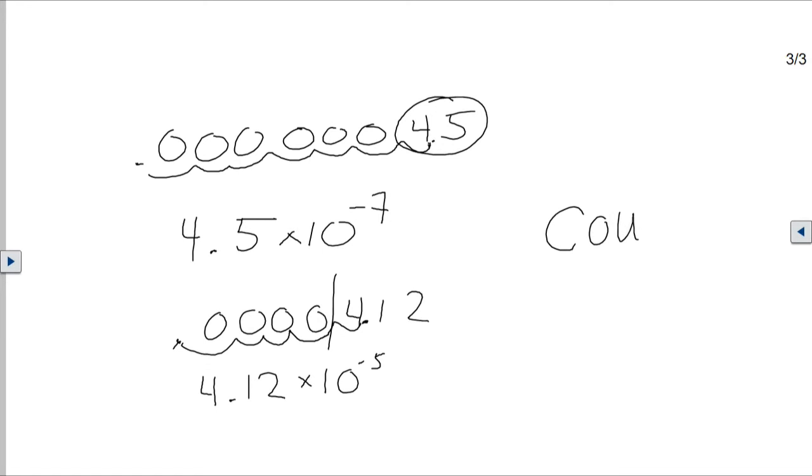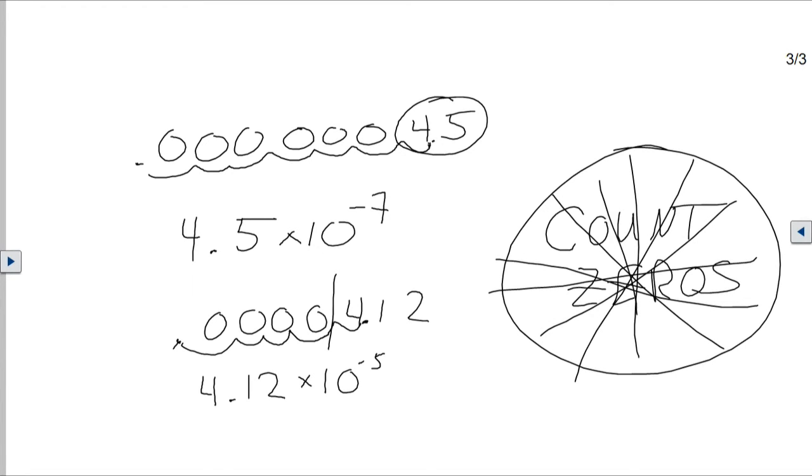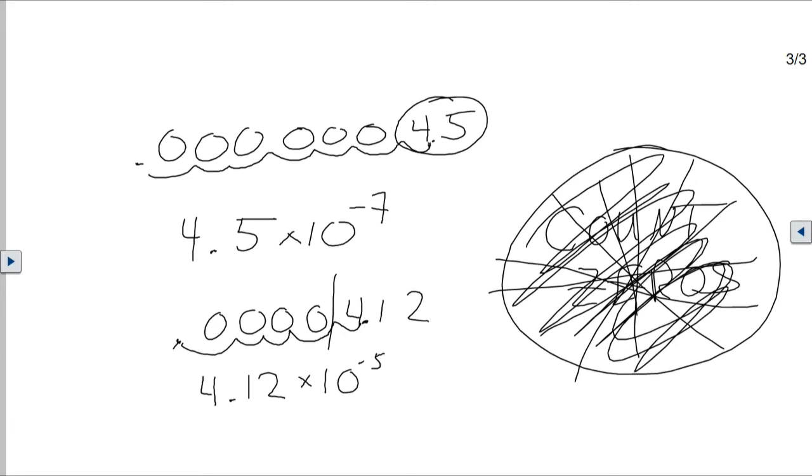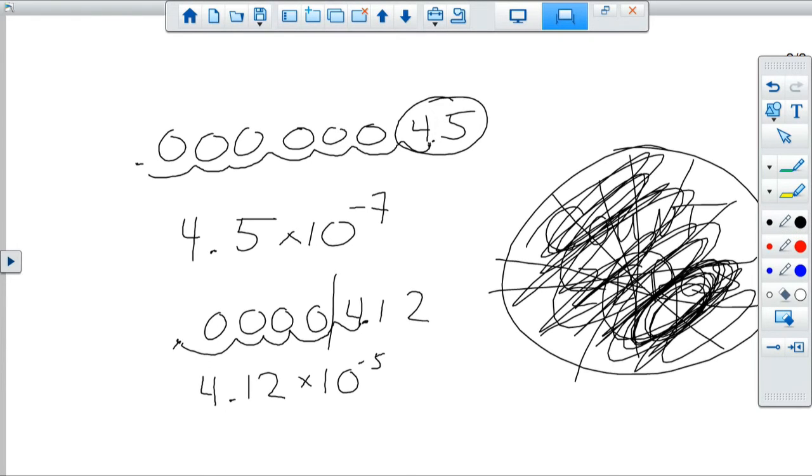Okay? Do not, I repeat, do not count zeros. I don't even know if I spelled zeros right, but do not count zeros. Okay? It's decimal place movements. Do not count zeros. That will mess it up. We're counting decimal place movements. Okay, so that is taking numbers in standard form and rewriting them as scientific notation.